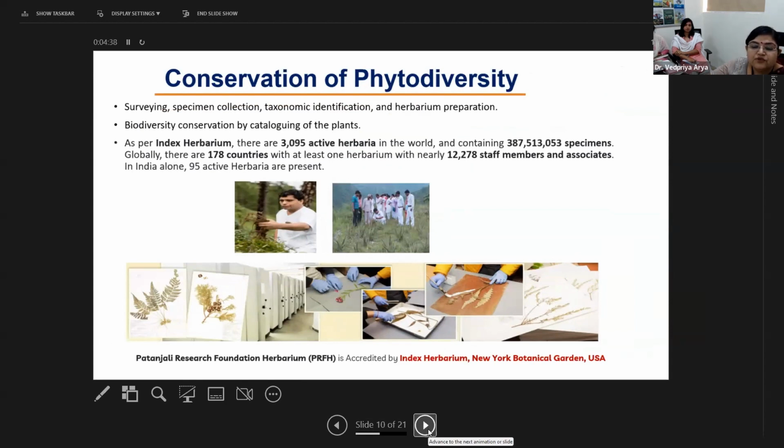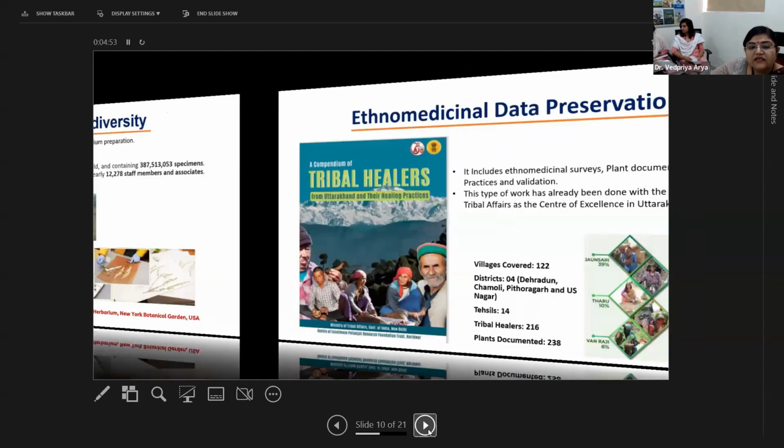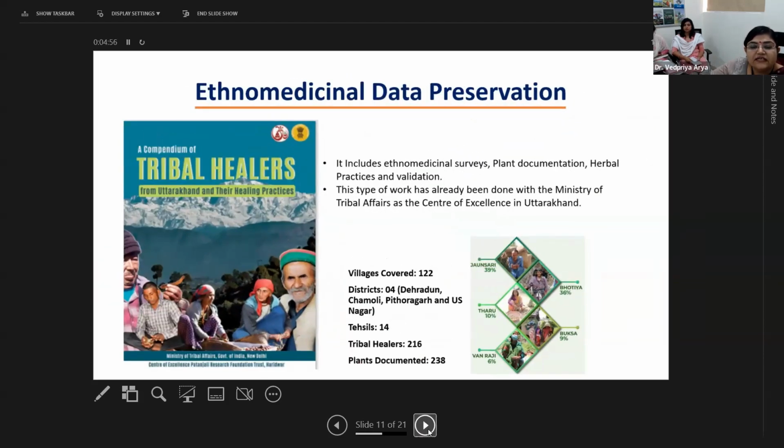As you are seeing, Pujacharya Balakrishna ji is leading the team of scientists, and under his supervision all the scientists are trained enough to identify plants taxonomically and preserve them in the form of the herbarium. We have a far approach regarding ethnomedicinal database preservation. We have done a Center of Excellence project under the Ministry of Tribal Affairs, and at present we are running the Center of Excellence under the Ministry of Ayush.